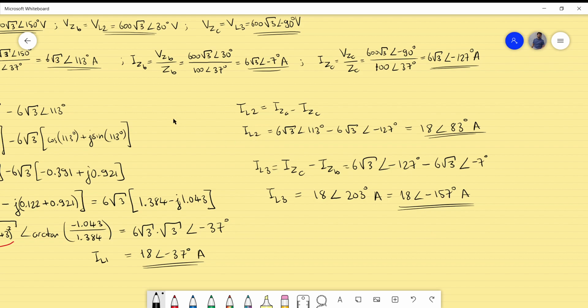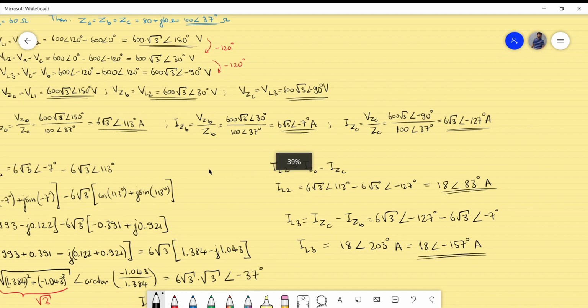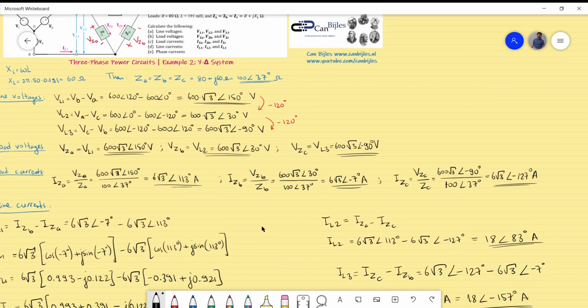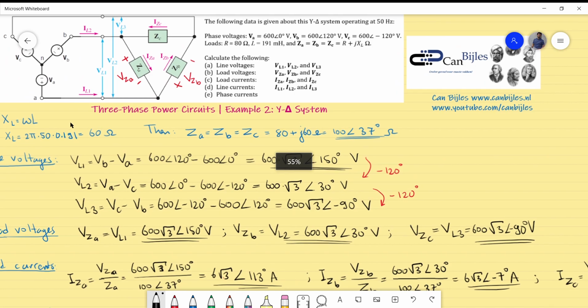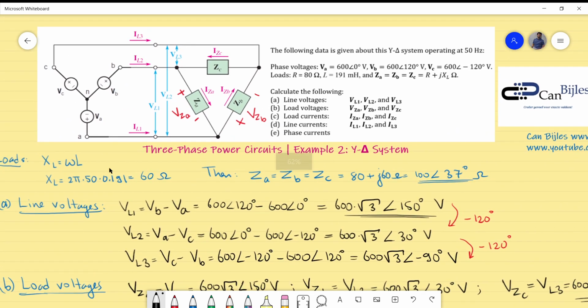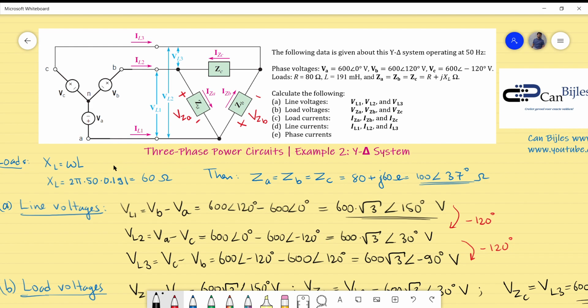So let's look at the next one. We have now determined the line currents. Now the phase currents. What are the phase currents? Let's look at it carefully. These are the phase currents, so I will make this clear in red. So this is the phase current I phase of B. This is the phase current for C, and this is the phase current for A.